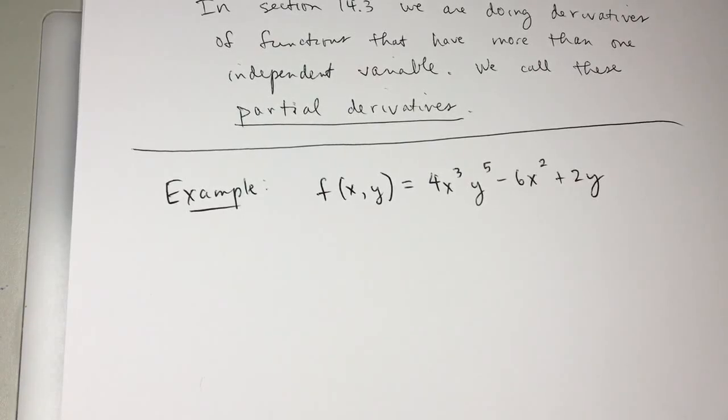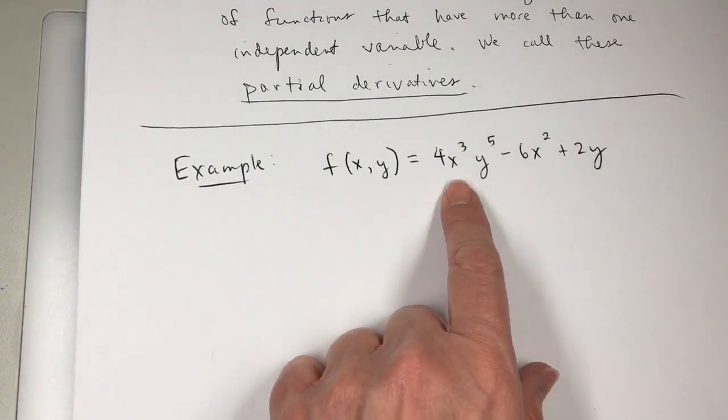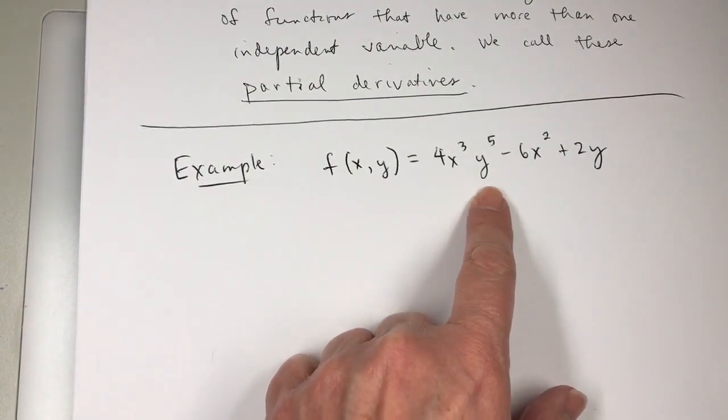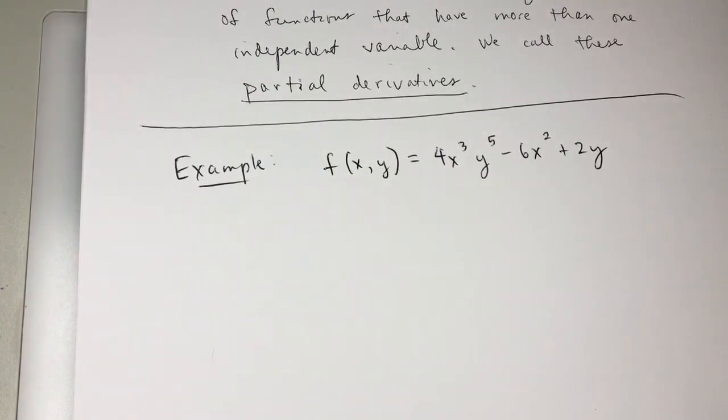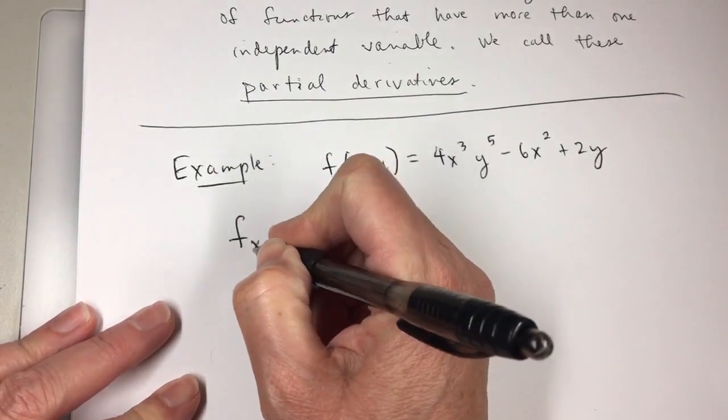So here's our first example. I want to find the first partial derivative. Now the thing about partial derivatives, when I talk about a first derivative, there are two of them. There are two first partial derivatives. I can do a partial derivative with respect to x, and I can do a partial derivative with respect to y. So I'm going to do the partial derivative with respect to x, and we write it like this.